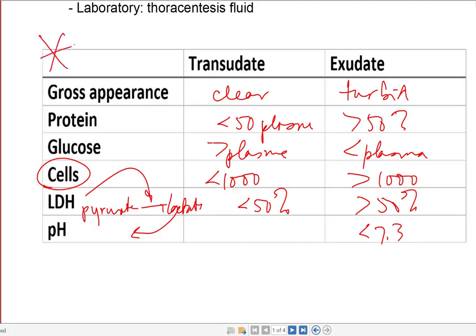So this is a really important table, and make sure that you're very comfortable when you do a thoracentesis or a pericardiocentesis or you get acidic fluid. This is the universal table that we do for effusions of transudates versus exudates.